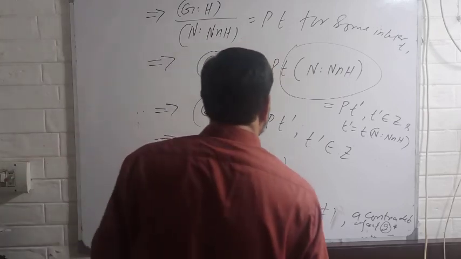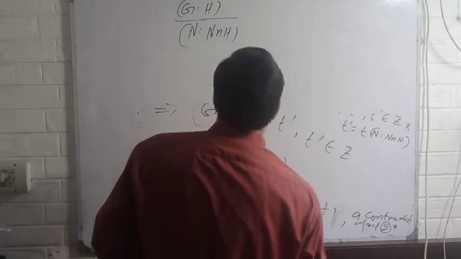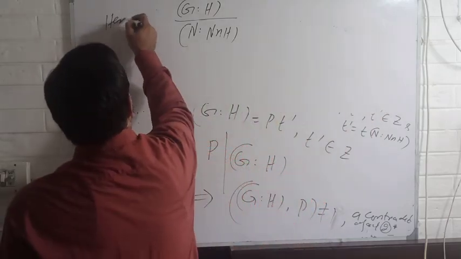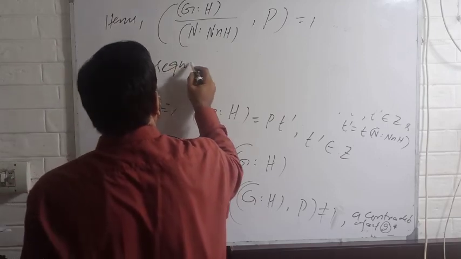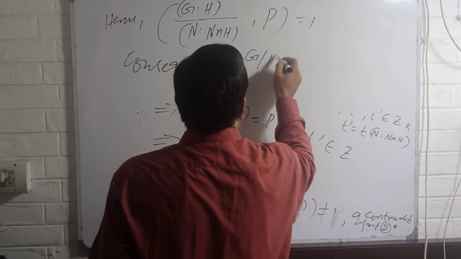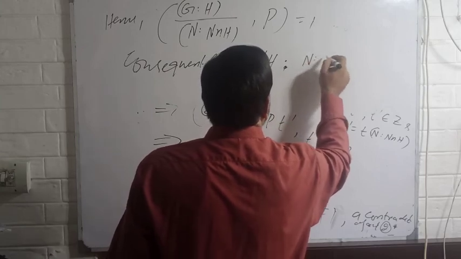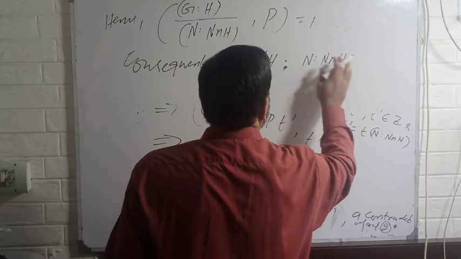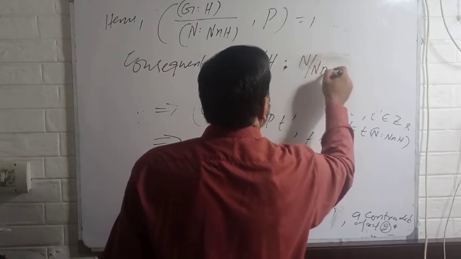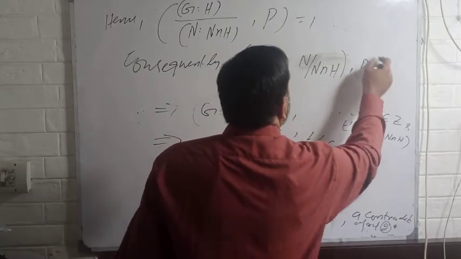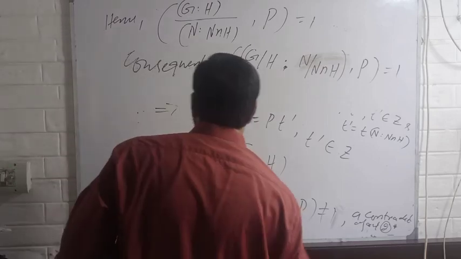This means that hence they are relatively prime, consequently index of G by H, index of N intersection H in N, with P are relatively prime. This ends by definition.